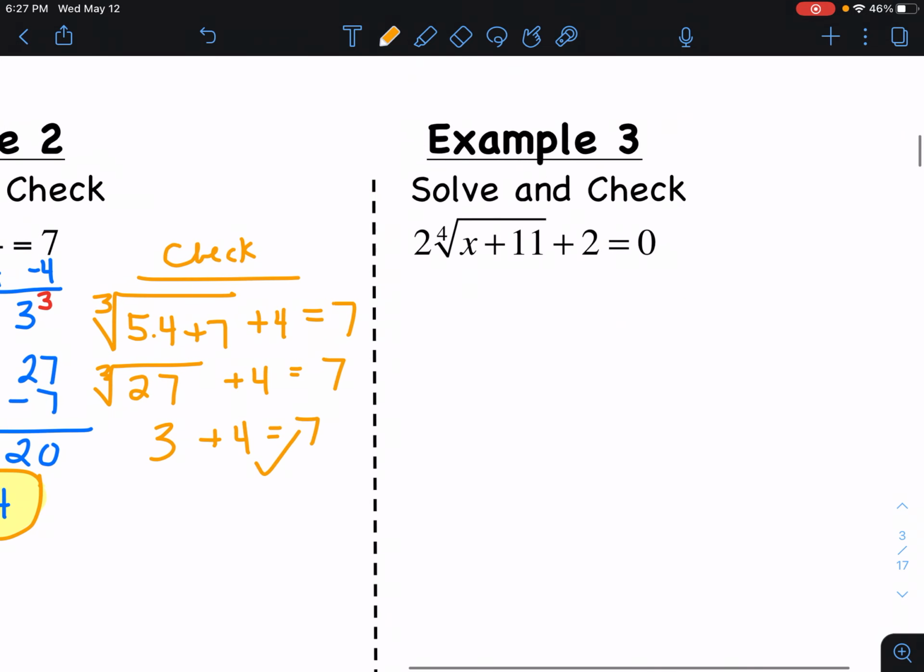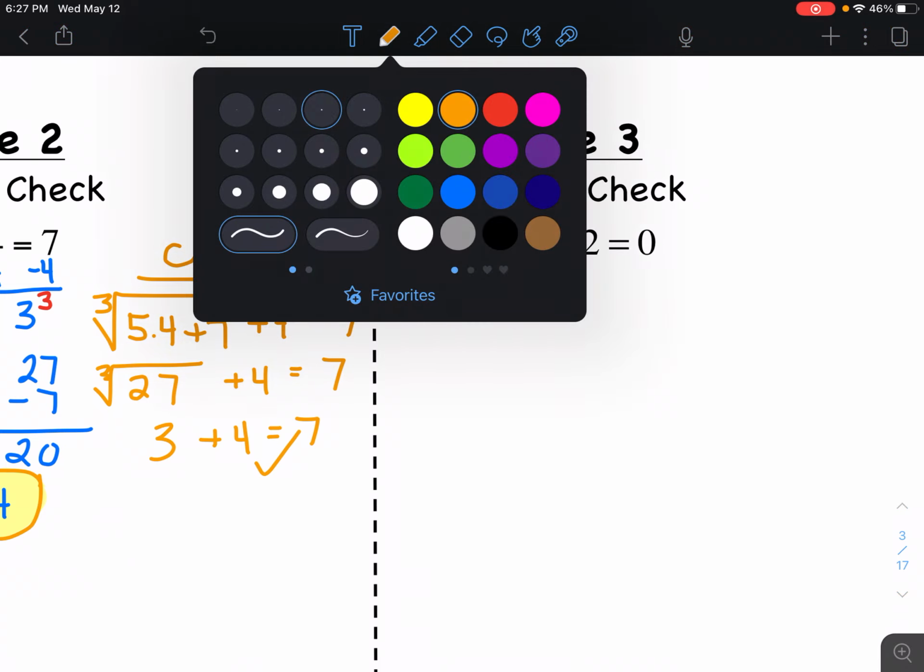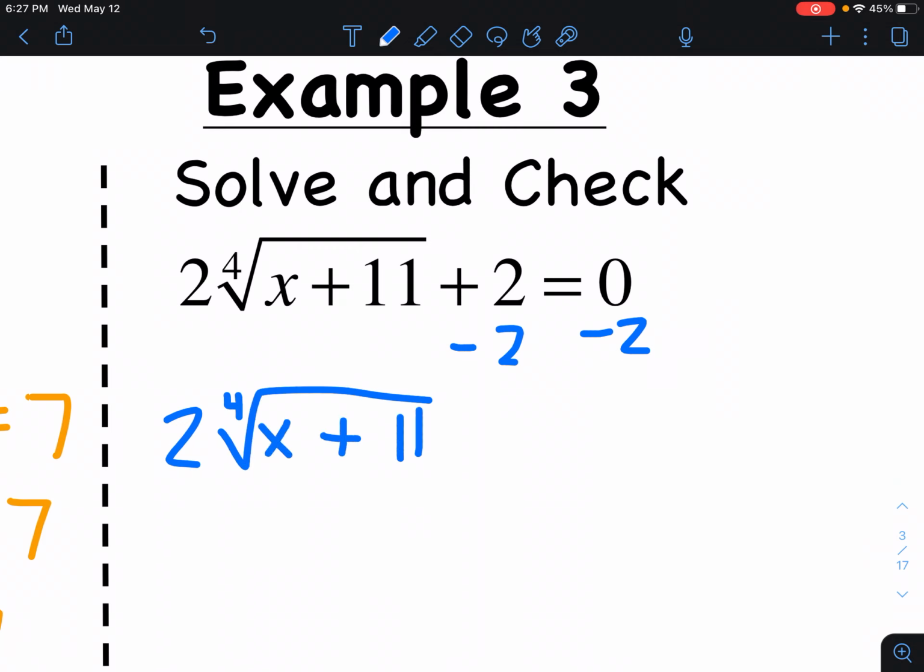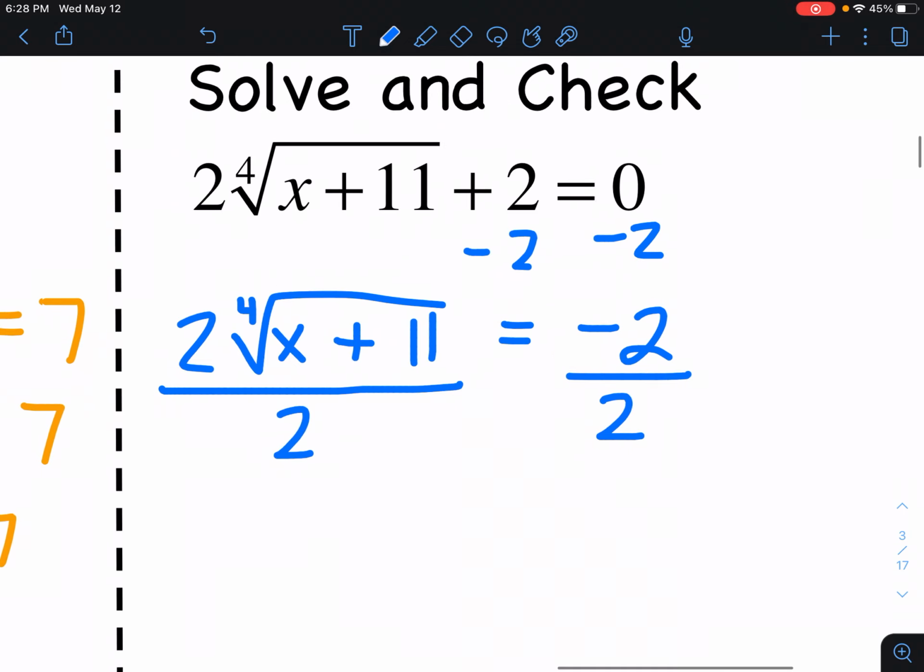Okay, let's try another one. So let's get the radical by itself. First thing I'm going to do, subtract 2. Now, the 2 that's to the left of the radical, we do have to get rid of that. You obviously never distribute with a radical. Now, this is hinting that the 2 is trying to multiply by the radical. So we're going to do the reverse of that, and we're going to divide both sides by 2.